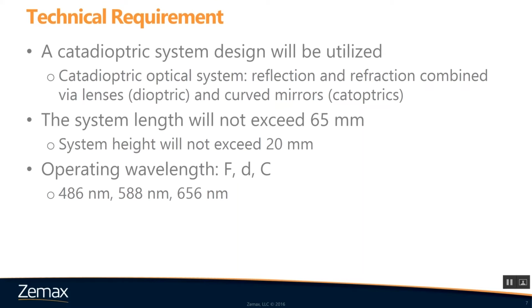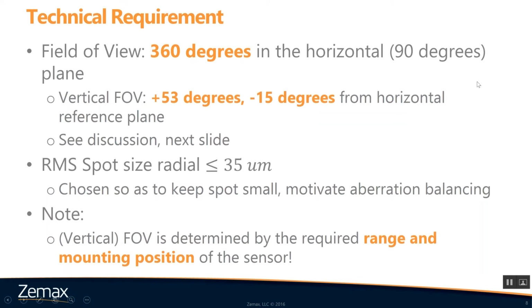On to our technical requirements. Out of the many ways that we said we could approach this problem, we're going to choose to model a catadioptric system, and that's again just a system that utilizes reflection and refraction via lenses and mirrors. Again, from our marketing requirement, our system length is not going to exceed 65 millimeters, and our lens diameters will not exceed 20 millimeters. And the operating wavelength that we're going to choose in OpticStudio is going to be the FDC spectrum. Again, that's going to be 486 nanometers, 588 nanometers, and 656 nanometers to approximate that visible spectrum. The field of view, again, is going to be 360 degrees in that horizontal plane.